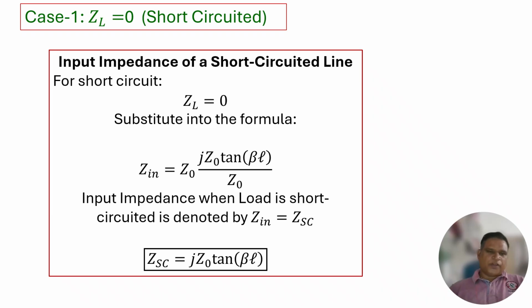Therefore, by substituting ZL is equal to 0 in the input impedance equation, Zin is equal to Z0 times j Z0 tan beta L divided by Z0. Input impedance when the load is short circuited is denoted by Zin is equal to Zsc. This is the short circuited transmission line input impedance, that is equal to j Z0 tan beta L.